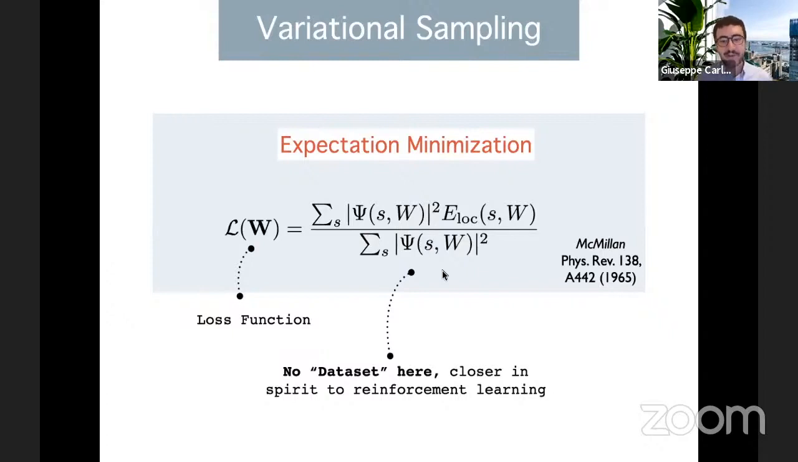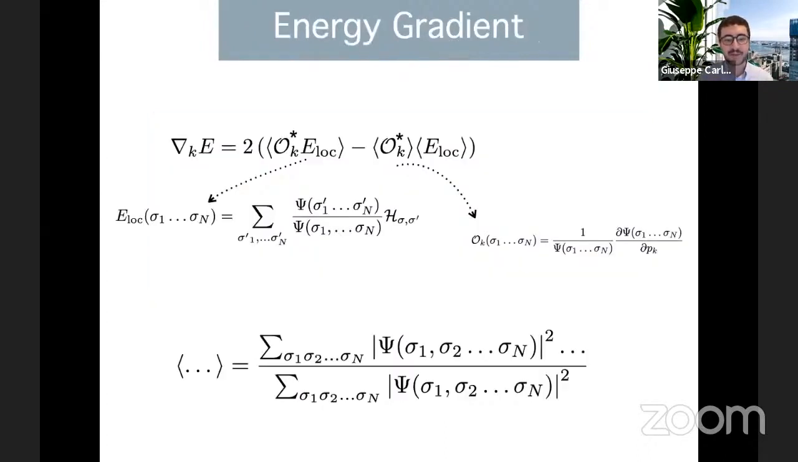So there is an important difference, for example, with respect to what you've seen before, in the sense that here we are not using any data set. So we are really after finding self-consistently, if you want, a solution to this problem that minimizes this loss function. And we do that really by fixing W, sampling from psi W, computing the gradient of this object, and then updating the Ws and resampling again from this probability distribution.